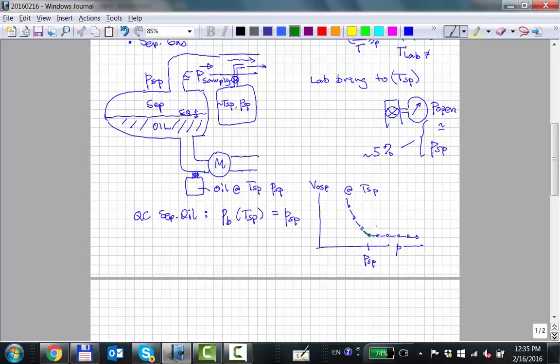But isn't the idea of the separator to have a single phase? It is a single phase oil. We're only measuring the oil itself. If you collected gas together with the oil, then you're not going to have that bubble point. Okay, we've collected just the oil. That oil is directly in equilibrium with the gas, so that if we bring that oil to the separator conditions, it should be at its bubble point.